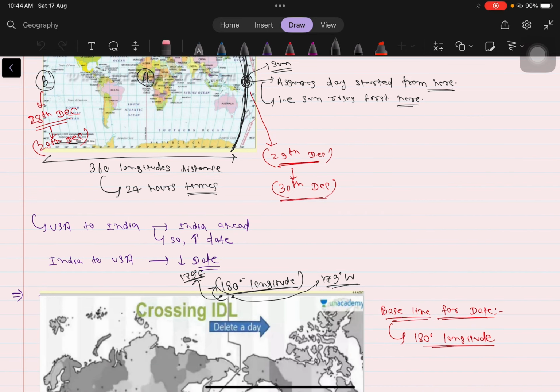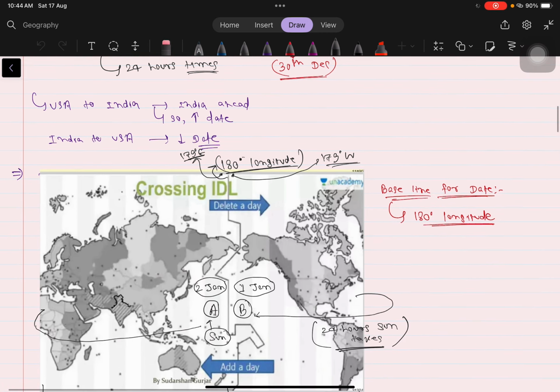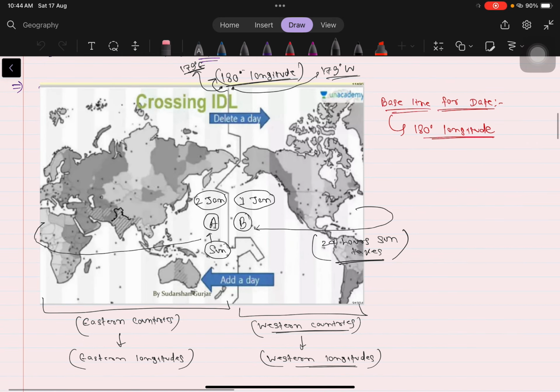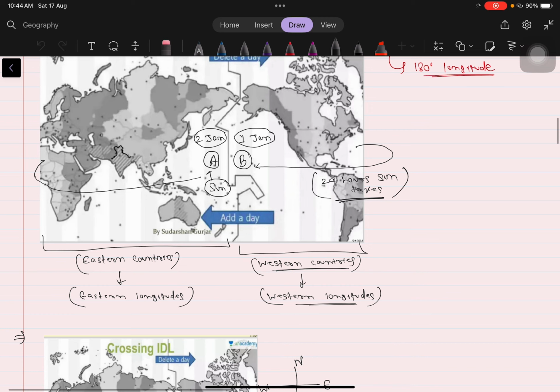So if we move from USA to India, we know India is in the eastern part and USA in the western part, so India is one day ahead. If we move from USA to India, then we need to add one date. And if we move from India to USA, then we need to subtract one date. So this is the reference line for the date, that is 180-degree longitude. And we see all those things that I had already explained here. The baseline is 180-degree longitude.